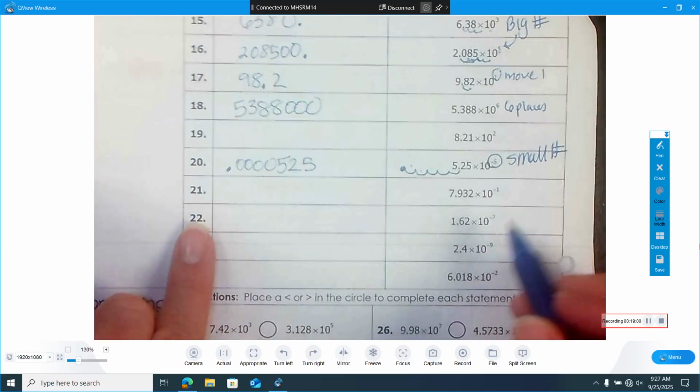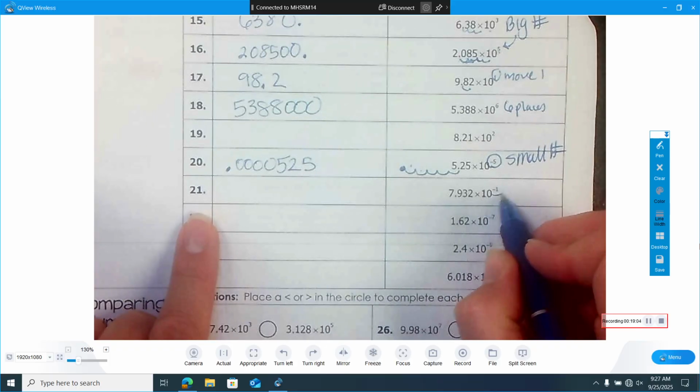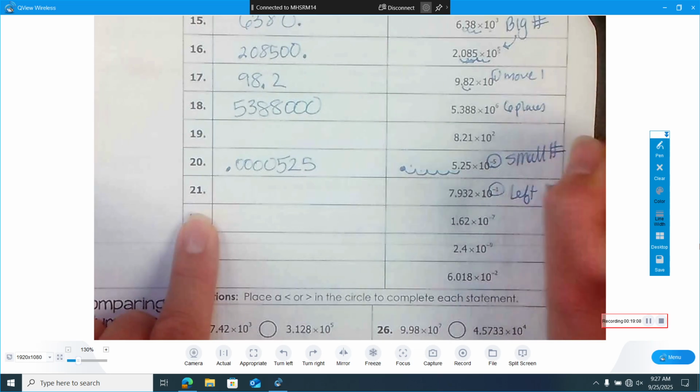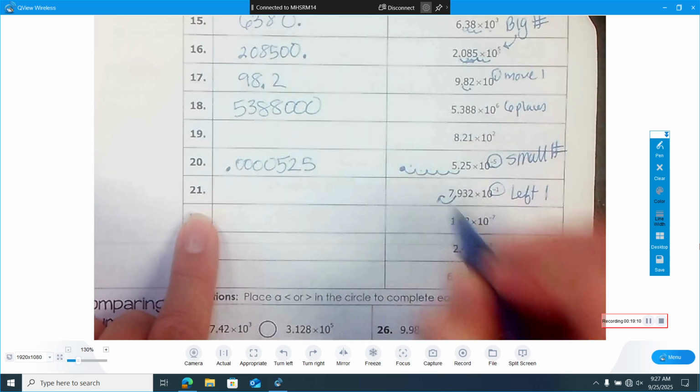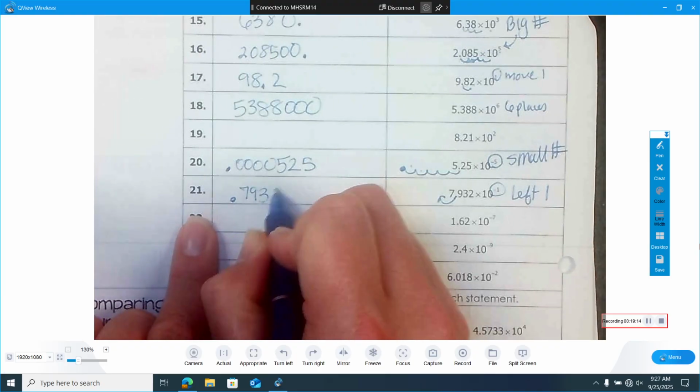What about number 21? What does the -1 tell me to do? Left one spot. So just move that decimal left 1. That's going to give me 0.7932.